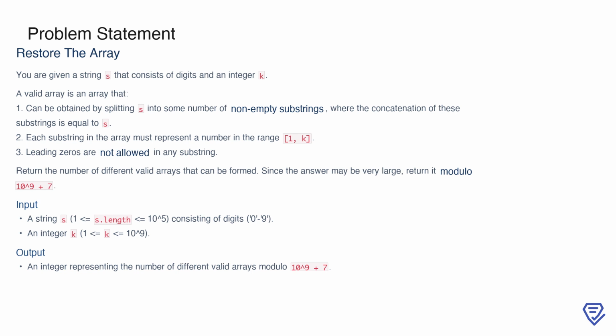Since the number of valid arrays can be very large, the final result must be returned modulo 10 to the power of 9 plus 7. The problem also comes with constraints. The length of s can go up to 100,000 characters, and k can be as large as 1 billion. This makes finding an efficient solution critical.